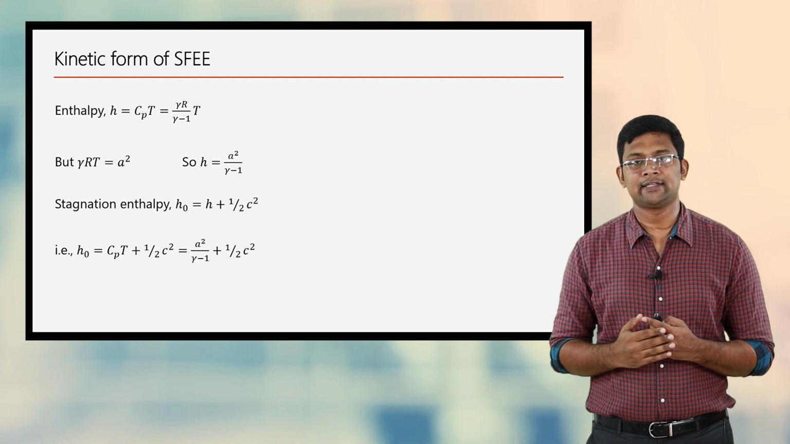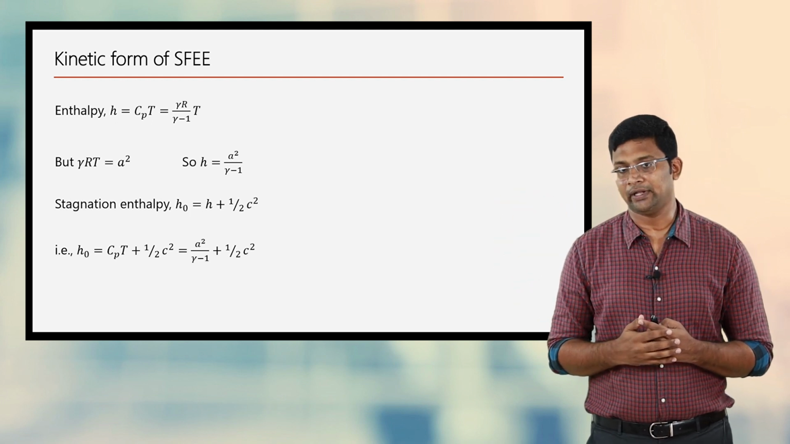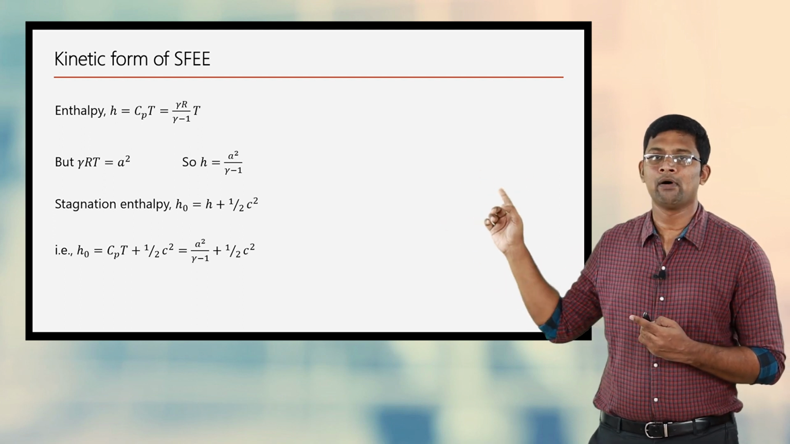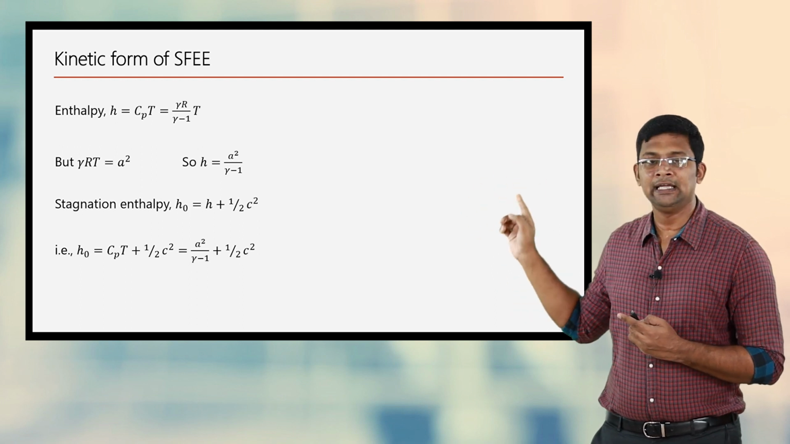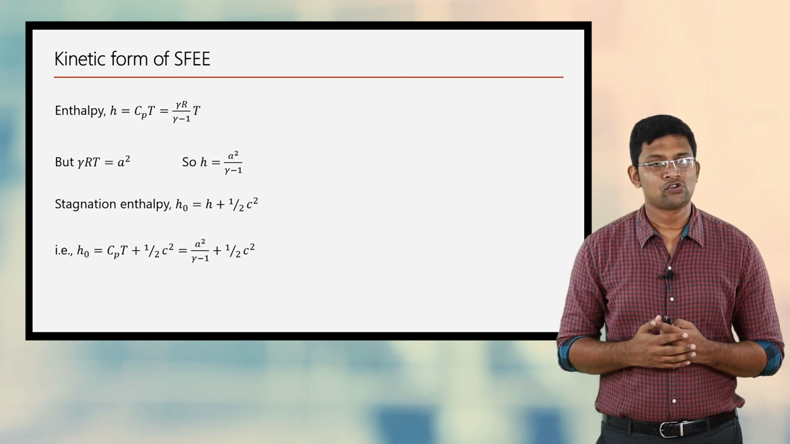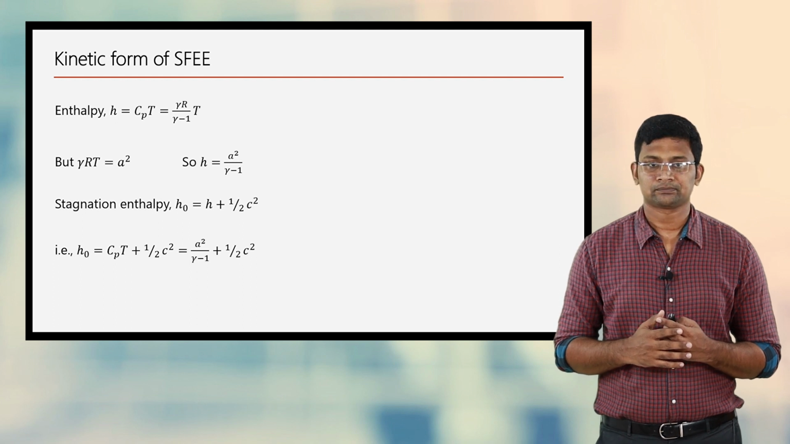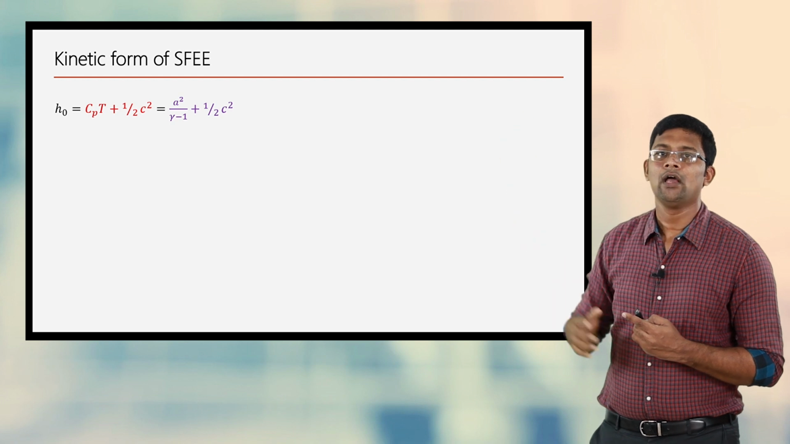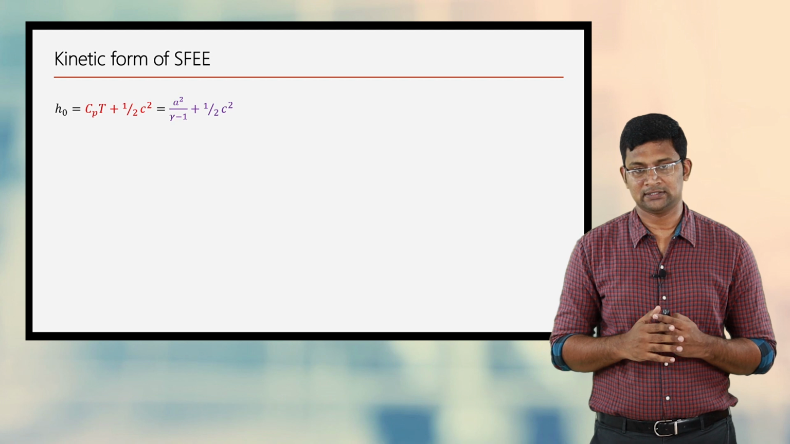Now, coming to specific stagnation enthalpy, H0 is equal to H plus half C square. So, the H in this expression can be rewritten in the above two forms. The first one is H0 is equal to CpT plus half C square, and the other one is H0 is equal to A square by gamma minus 1 plus half C square. I have indicated one expression in the red color and the other expression in violet color. And now I am going to divide this expression into two parts.